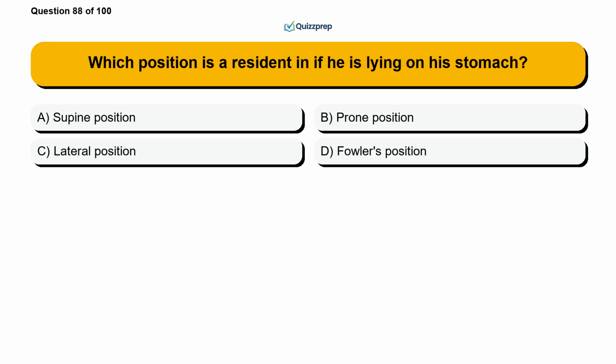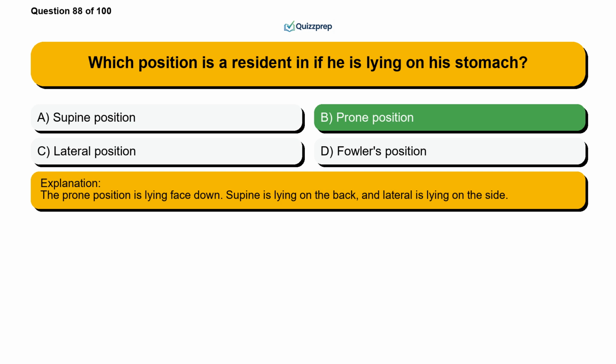Question 88. Which position is a resident in if he is lying on his stomach? Option A. Supine position. Option B. Prone position. Option C. Lateral position. Option D. Fowler's position. The correct answer is option B. Prone position. The prone position is lying face down, supine is lying on the back, and lateral is lying on the side.